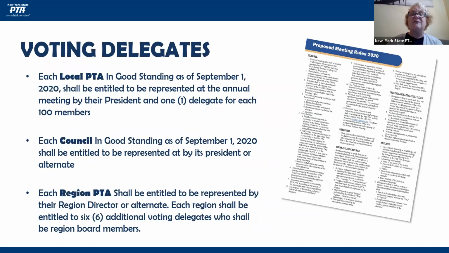Voting delegates, this information is very helpful in case you were wondering how we were able to determine this. Each local PTA in good standing as of September 1st, 2020, shall be entitled to be represented at the annual meeting by their president and one delegate for each 100 members. Each council in good standing as of September 1st shall be entitled to be represented by its president or alternate. Each region PTA shall be entitled to be represented by their region director or alternate and shall be entitled to 6 additional voting delegates who shall be region board members.